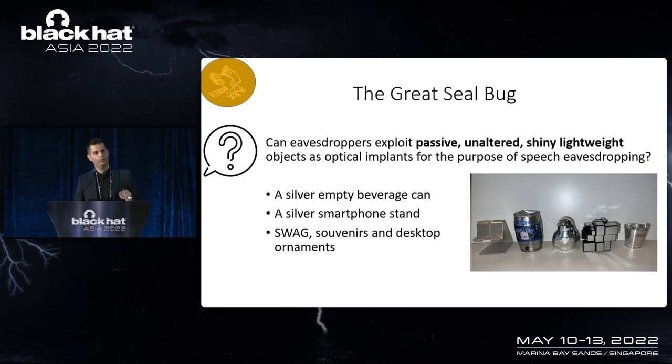Now, I will ask you another question. I want you to have a look at the picture on the right side of the screen. As you can see, these are a very interesting type of objects. They're all passive, unaltered, shiny, and lightweight. And you can see that there is an empty beverage can, a regular smartphone stand, and several desktop ornaments that usually are placed on a desktop for decoration. And here is a question for you. Can eavesdroppers exploit these types of objects, which are passive, unaltered, shiny, and lightweight, as optical implants for the purpose of speech eavesdropping?